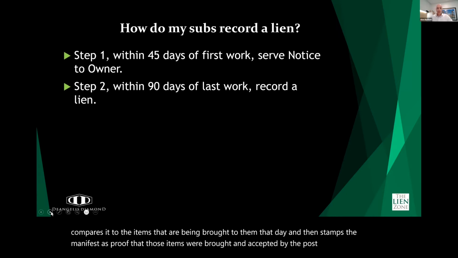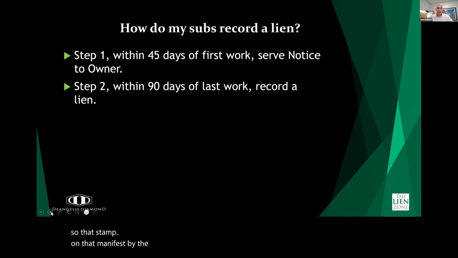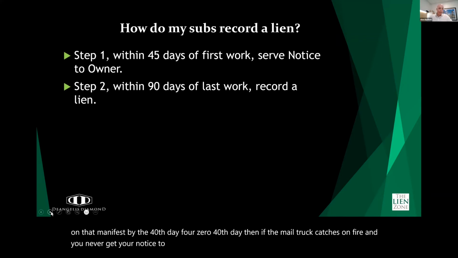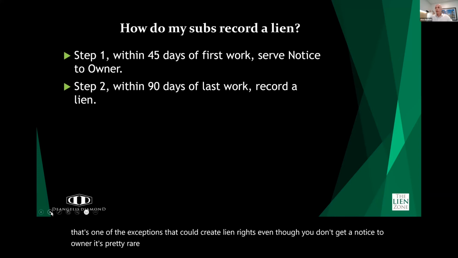So if that stamp is on that manifest by the 40th day, then if the mail truck catches on fire and you never get your notice to owner, it's actually still deemed good service. So keep that in mind. That's one of the exceptions that could create lien rights, even though you don't get a notice to owner. It's pretty rare, but it could happen.